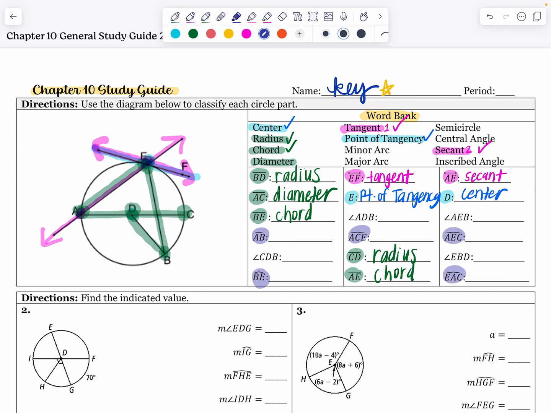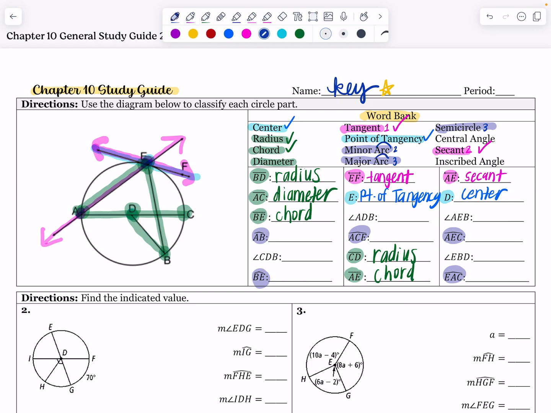We learned about 3 different types of arcs. And thankfully it has the word arc in it. We learned about minor arcs. We're going to use 2 letters to name minor arcs. We're going to use 3 letters to name major arcs. And we're going to use 3 letters typically to name semicircles. You could technically do 2 or 3. But all of these are going to be our arcs.